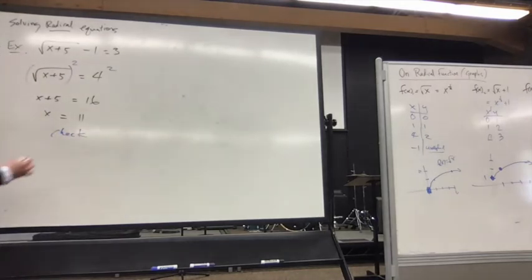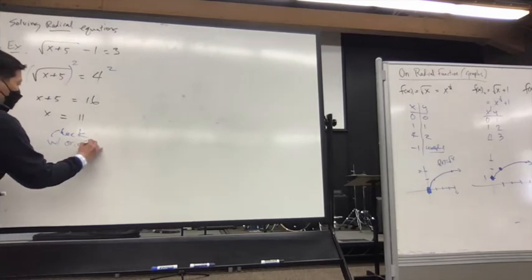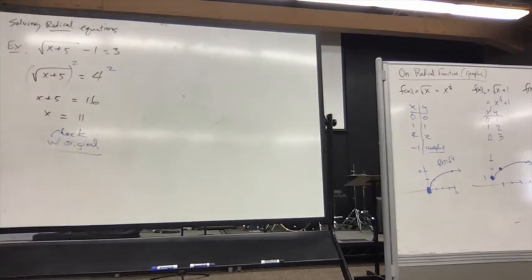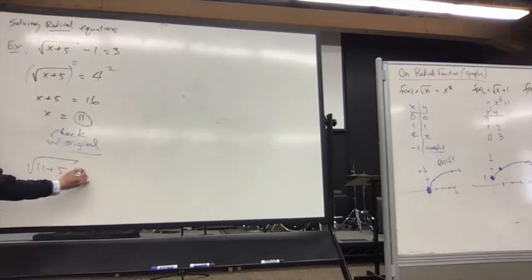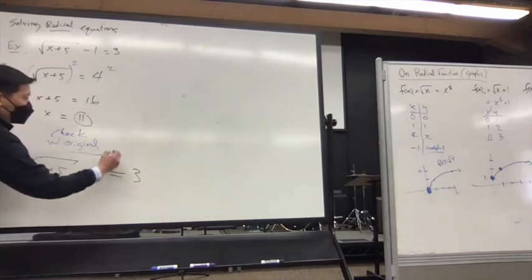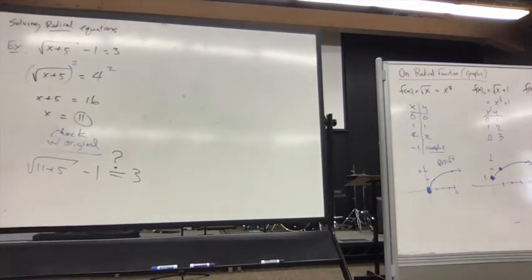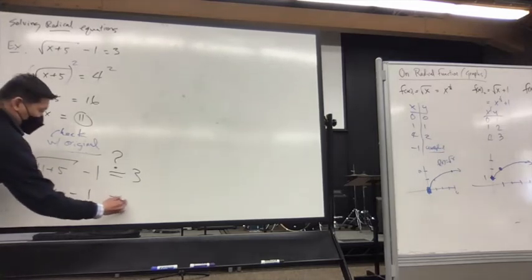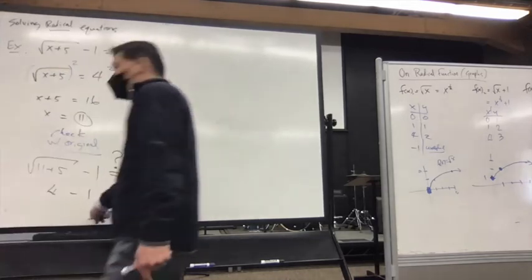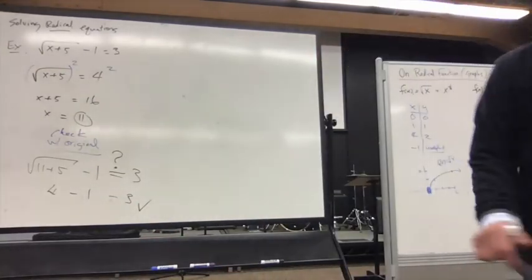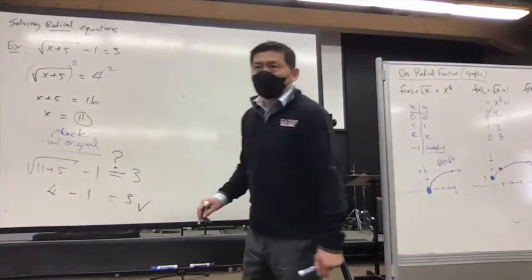So check with the original. When you check it, you put the 11 back in for x. So you get square root of 11 plus 5, minus 1, equals 3, and you have to put a big question mark here. You don't know if that's going to be the case. It may be the case and perfect, and you got the answer, but it may not be. In this case, you get square root of 16, which is 4. 4 minus 1 is 3. 3 is equal to 3. So I'm good. I can keep this as the answer.